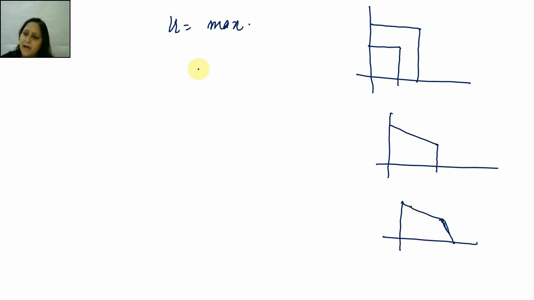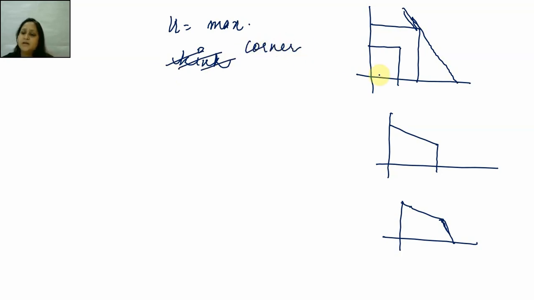In which case, if you do any of these cases, in max functions, where should the equilibrium be? The equilibrium will be always at the kink. In the max functions, the equilibrium is always at the kink. Am I right? No. In the max functions, the equilibrium is on the corner.